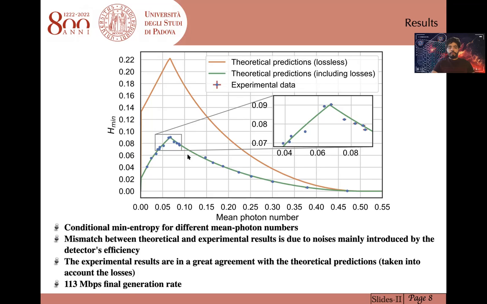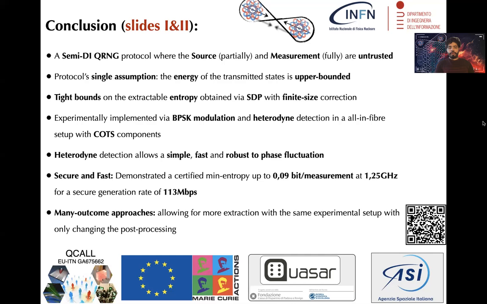Lastly, after randomness extraction, we could experimentally generate 113 megabits of secure quantum random bits, which is comparable with commercial quantum random number generators. By this, I can conclude my presentation.